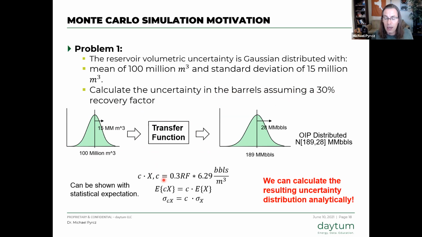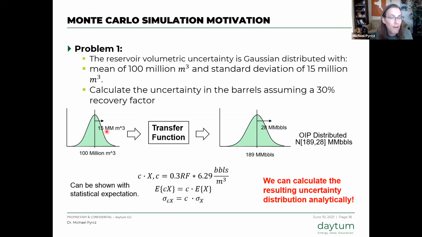Now all we have to do is calculate the distribution for our random variable x, given a constant being applied to it, 0.3 recovery factor times 6.29 barrels per meters cubed. If we go ahead and do that, it's pretty simple. In fact, if you know a little bit about statistical expectation, you can prove to yourself that the expected value of constant times random variable x is equal to the constant value times the expected value. In other words, this central tendency, the expectation, you just apply the constant value to shift it. And you would also recognize that the standard deviation of a constant times this random variable x is simply the constant times that standard deviation originally.